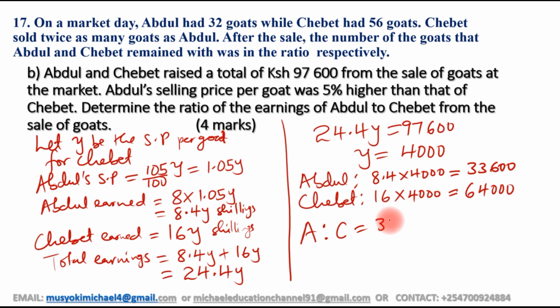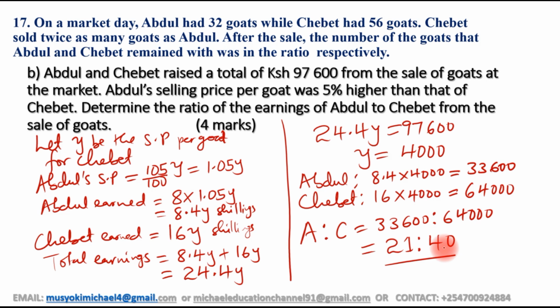So we need to get the ratio of Abdul's to Jabed's. That will be 33,600 to 64,000. If we simplify this, it shall be 21 to 40, and that is the ratio of the earnings from the sales of the goats.